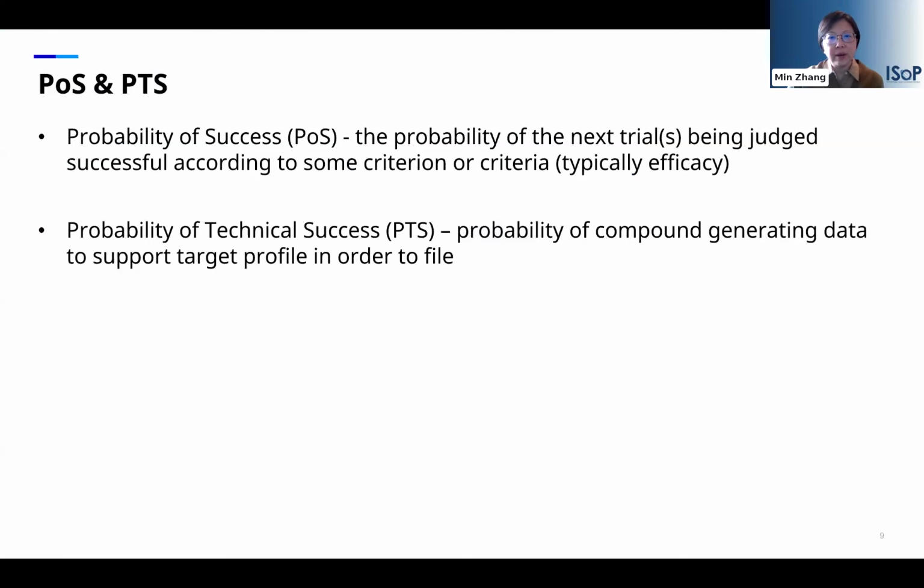So first, definitions of 2 terminologies. The probability of success is defined as the probability of the next trial or trials being judged successful according to some criterion or criteria, typically on efficacy. In other words, the POS represents the likelihood of the next trials meeting the predefined success criteria, typically focusing on efficacy. And then the next one, the probability of technical success, PTS, is defined as the probability of the compound generating data to support the target profile in order to file. Therefore, PTS envelopes POS while incorporating additional considerations such as safety, other endpoints, immunogenicity, or multiple phase 3 studies. The calculated POS may be the upper bound of that assessment of PTS. And in some situations, the POS is essentially a PTS.